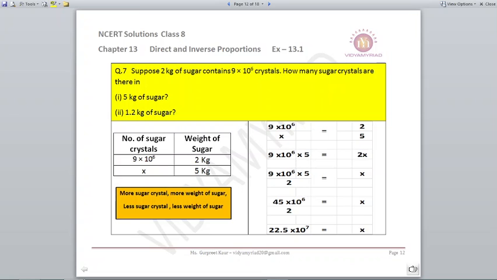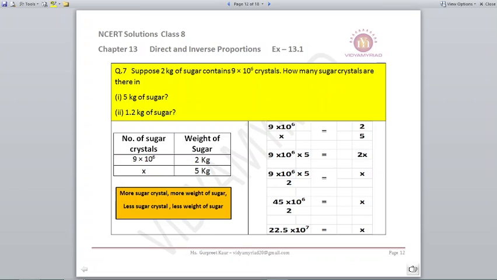Question number 7. Suppose 2 kg of sugar contains 9 into 10 raised to power 6 crystals. How many sugar crystals are there in 5 kg of sugar? So two criteria, number of sugar crystals and weight of sugar. So the number of sugar crystals is 9 into 10 raised to power 6 and the weight of the sugar given to us is 2 kg. For the other case, we are given 5 kg of sugar, we need to find out the number of sugar crystals. Let it be x. So just write it down in a fraction form and cross multiply.